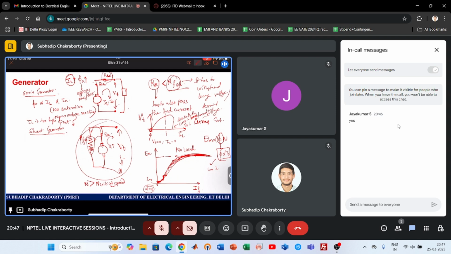So N should be greater than N critical, and there this slope is defining the field resistance RF. This field resistance should also be lesser than a critical field resistance. Only then is the voltage buildup possible, as per the intersection of the resistance line and the characteristic curve. So these two conditions should be satisfied for voltage build-up, right?